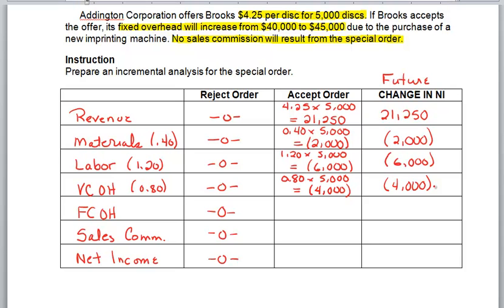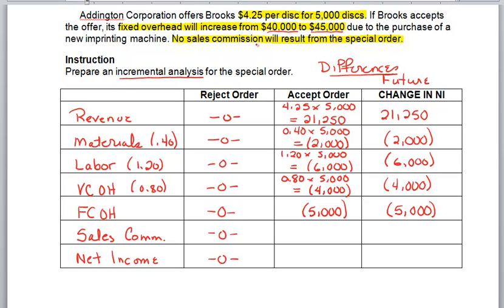Now this is what you've got to be careful about. It says fixed overhead will increase from 40,000 to 45,000. It's incorrect to put 45,000 in here. Remember, incremental analysis is another way of thinking about what is my difference? It's the differences that we're focusing on. The difference is 45 minus 40, or 5,000 in new cost. So that would be 5,000 here.